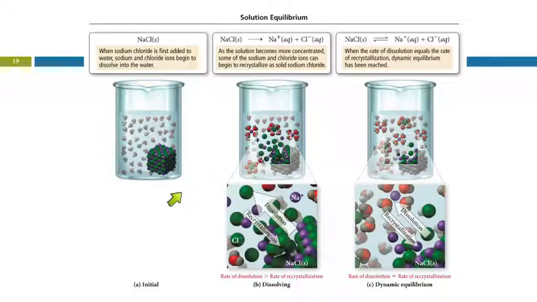So here we have a beaker of water and a chunk of sodium chloride in there. Initially, all that's going to happen is that we're dissolving. There aren't any sodium and chloride ions here to recrystallize, so that can't happen. As it dissolves, we get more and more sodium chloride ions present in the solution. The rate of recrystallization depends on the concentration of those ions in solution. So as the dissolving keeps occurring, the rate of recrystallization is going to increase. And so eventually we get to this point where dissolving and recrystallizing are happening at equal rates.